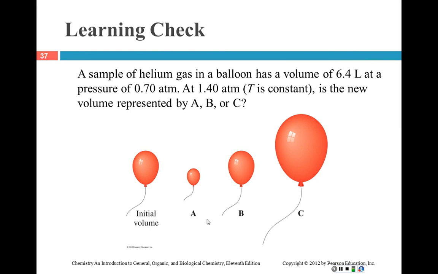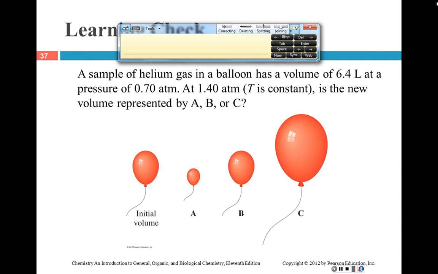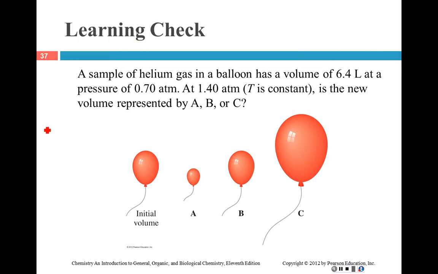A sample of helium gas in a balloon has a volume of 6.4 liters at a pressure of 0.7 atmospheres. At 1.4 atmospheres, is the new volume represented by A, B, or C? Okay, so I started out at 0.7 with 6.4 liters, and I'm going to 1.4 atmospheres.